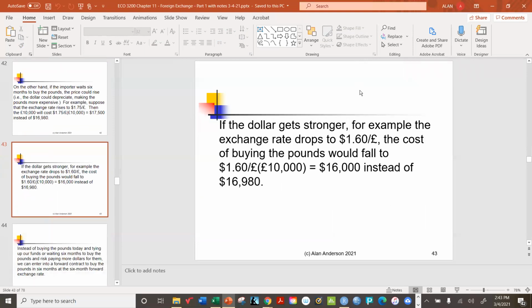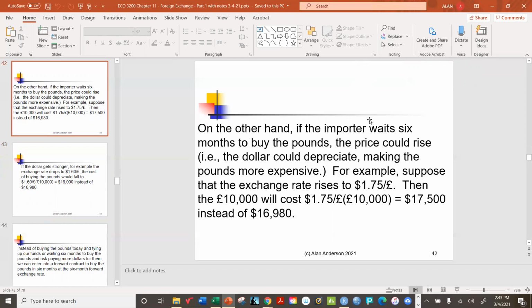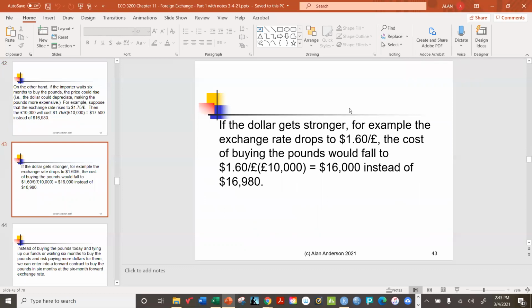Oh, but of course, if we wait 6 months, we know that there's a chance that the pound could get weaker or the dollar could get stronger. And then we might be able to save a little money. Like, let's say the exchange rate drops to $1.60, well, then we'd be happy because we're actually getting them for $16,000 instead of $16,980, which is nice. But you know what? The reality is, let's say this is a manufacturing company and they make their money by selling appliances in Europe.